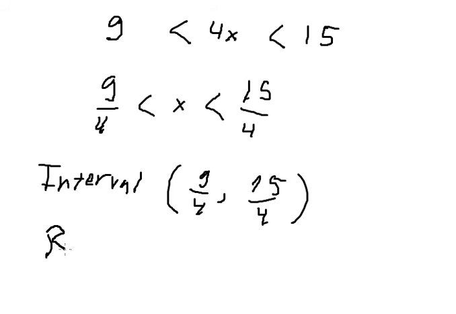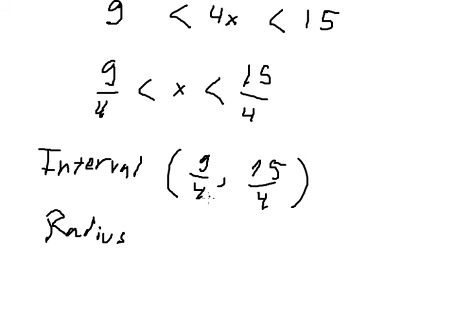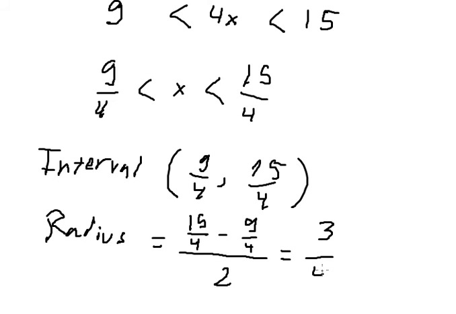The radius should be 15 over 4 minus 9 over 4, and we divide by 2. So we calculate this one, and we get 3 over 4. And this is the answer for question number 1.